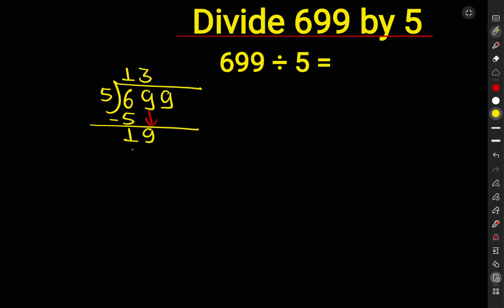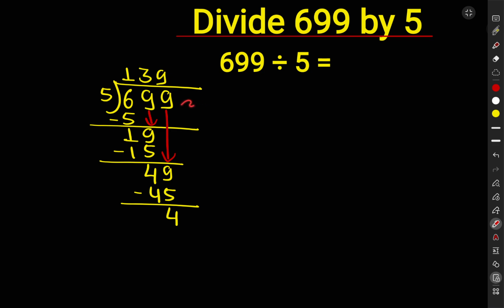5 times 3 is 15. On subtracting we get 4. So again we put down this 9 and it is 49. 5 times 9 is 45. On subtracting we get 4.